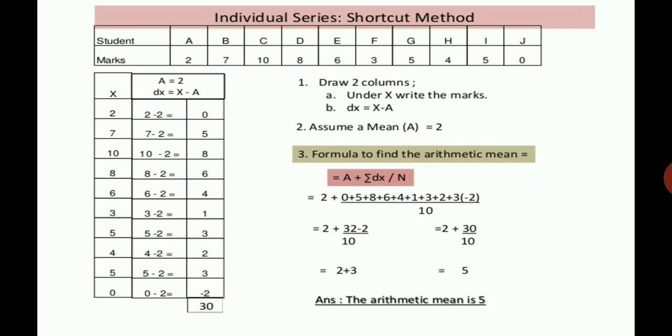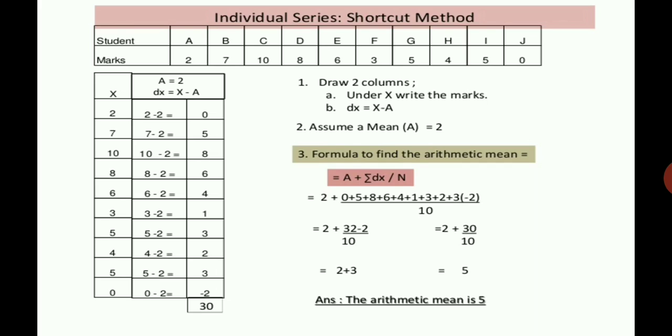Then all the deviations from x are added together. As an example, x bar is equal to a, that is the assumed mean, plus summation dx upon n. Summation dx is the total of the deviations and n is the number of values. Here in the example, 2 plus all the deviation from x, that is 30, divided by 10, or you can see here 2 plus 3, and the result is the same, arithmetic mean is 5.